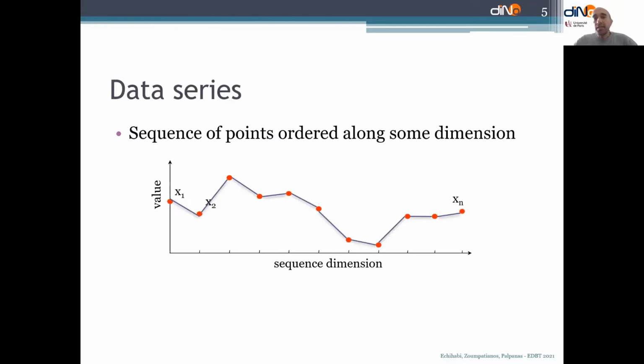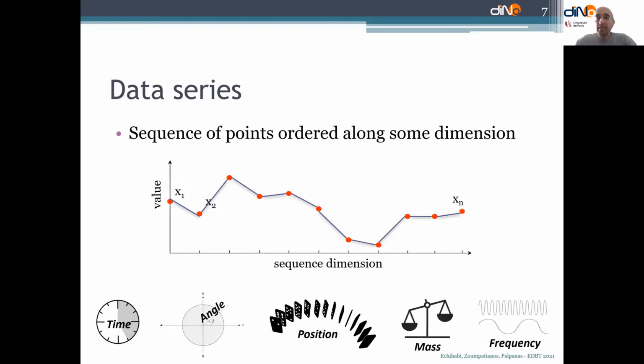So data series are nothing else but a sequence of points ordered along some dimension, the x-axis, and this dimension can be several different measures. When this dimension is time, we call them time series. But the x-axis can also be other dimensions like angle, position, mass, frequency, and others. I will spend a few minutes at the beginning to give you some examples of applications in all these cases.